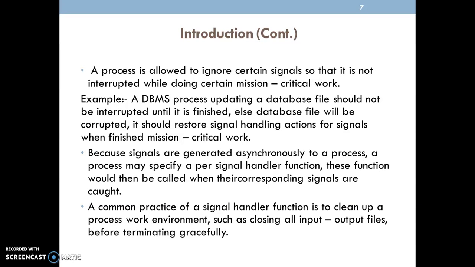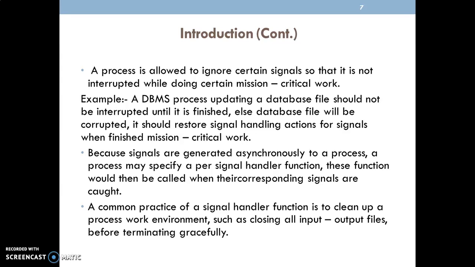Next, a process is allowed to ignore certain signals so that it is not interrupted while doing certain mission critical work. I mean, in which circumstances can we ignore the signals? One example has been considered here. A DBMS process updating the database file should not be interrupted until it is finished, else the database will be corrupted. It should restore signal handling actions for signals when finished with the mission critical work.